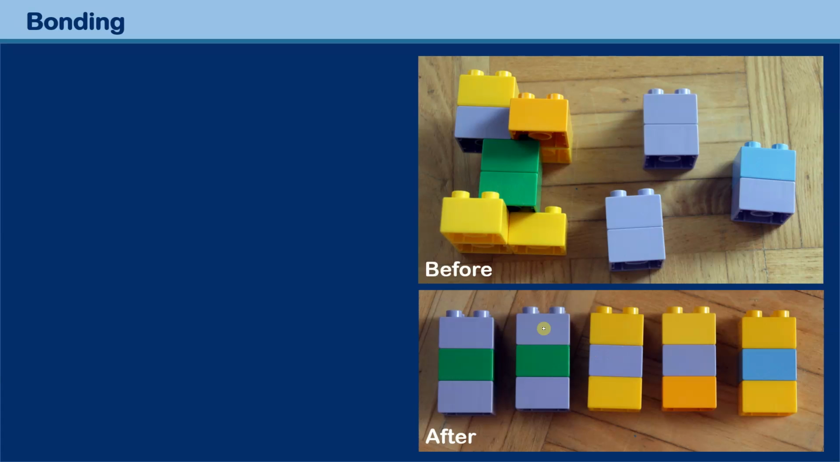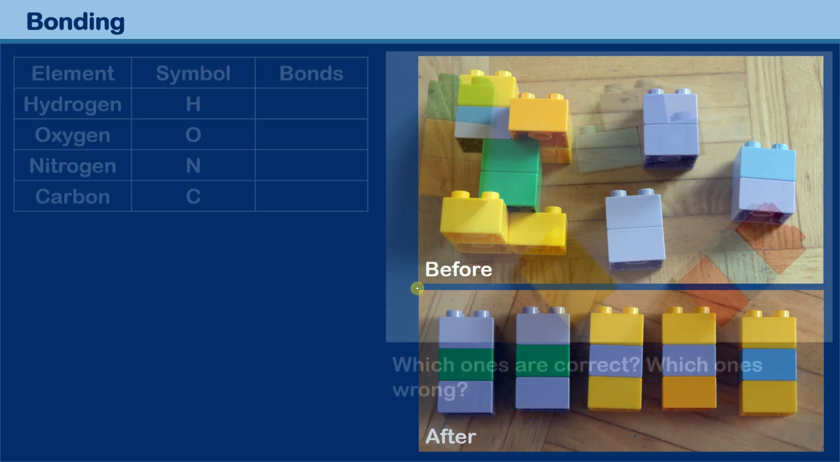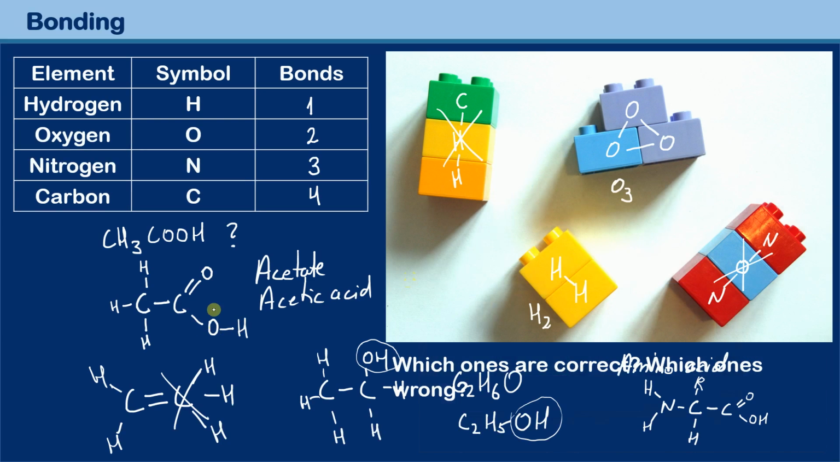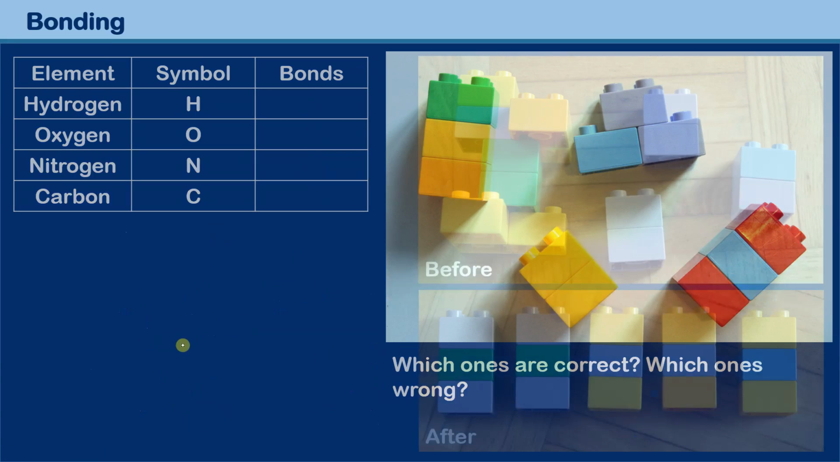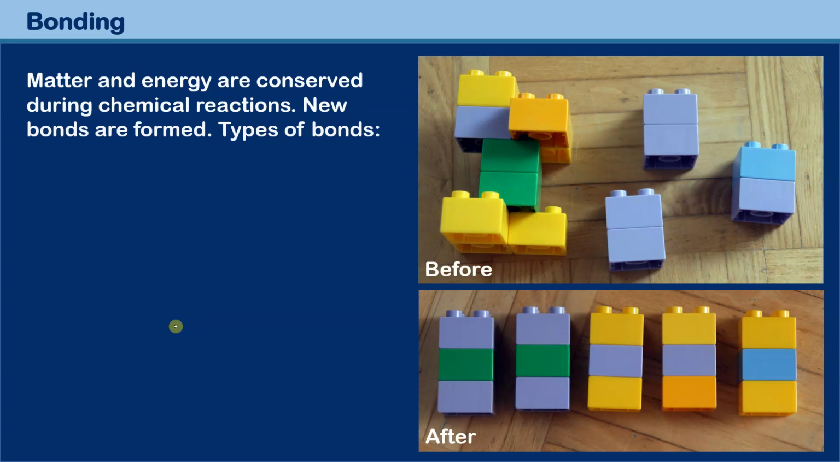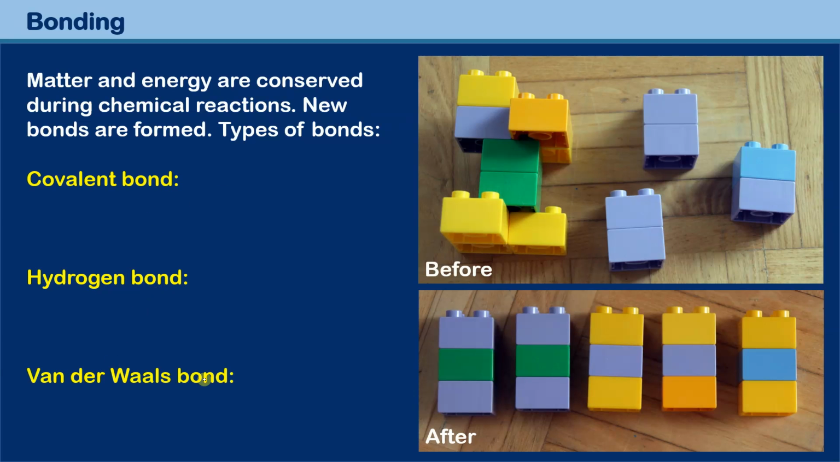Bonding. We talk about the different types of bonds now, and the one type of bond that I mentioned over here, all of these lines over here are so-called covalent bonds. They're pretty strong. They're strong bonds, but there are other bonds as well. So matter and energy are conserved during chemical reactions. New bonds are formed, and what are they? They're the covalent bonds, the strong ones. They're the hydrogen bonds, and they're the so-called van der Waals bonds.